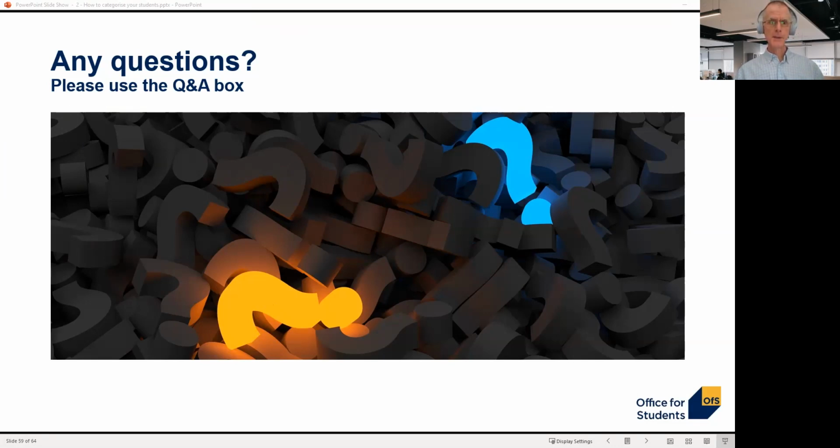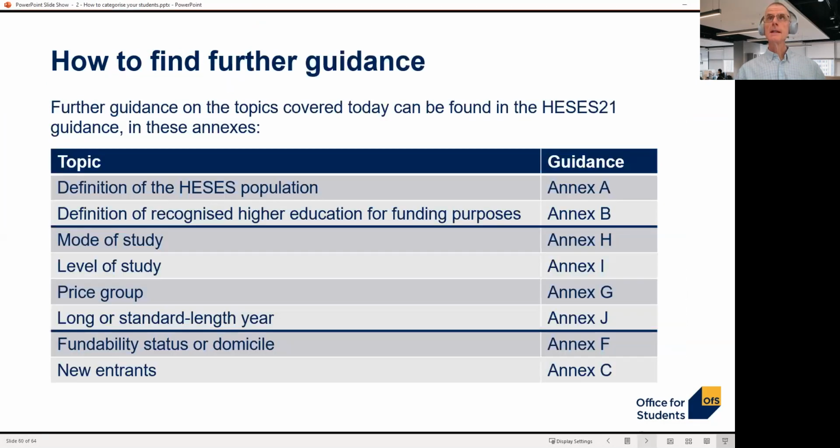So a couple of other things I want to just show you first. The first of these is a handy summary of the annexes that we've talked about. You'll understand now why our catchphrase amongst ourselves is "have you looked in the guidance document?", because this is where all of the good stuff is defined. And this table here shows you the various annexes that we've referred to today: the definition of the HESES population, recognition, definition of higher education for funding purposes, mode, all of these things that we've talked about, different classifications. So you can have a look at those at your leisure.